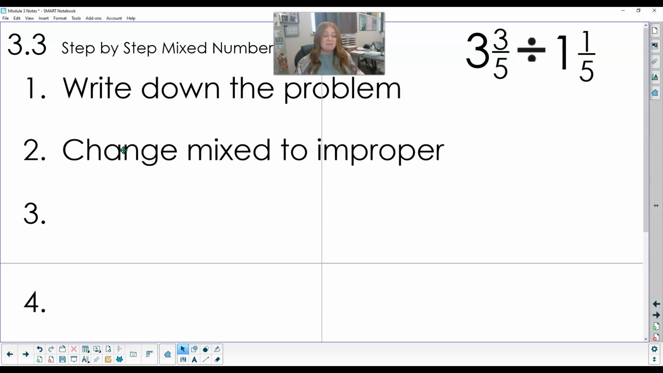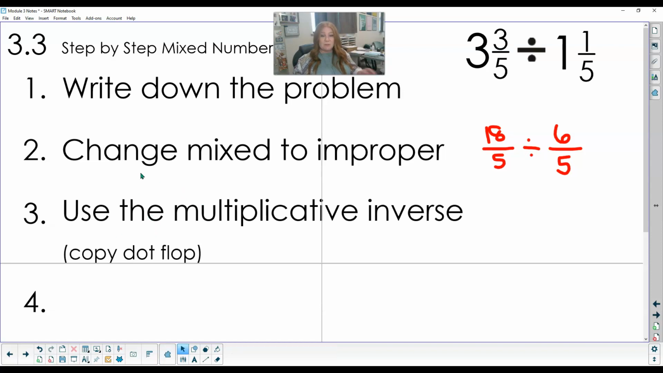So step 2 is we have to change these from mixed to improper. We can't just divide across because if you do that, you start leaving out pieces. You've got to change them to improper so we know how many pieces we're dealing with and we include all of the pieces into the groups. So we do 3 times 5 is 15 plus 3 more is 18 over 5. Denominator stays the same. I'm still working with the division problem. 5 times 1 is 5 plus 1 is 6 over 5. So here's my new problem.